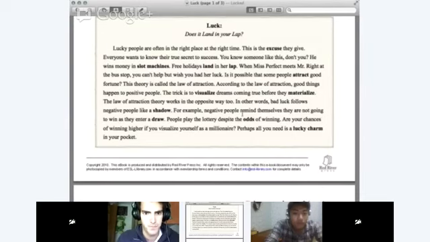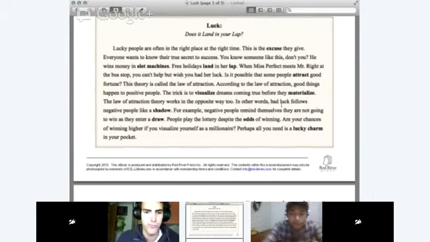According to the law of attraction, good things happen to positive people. The trick is to visualize dreams coming true before they materialize. The law of attraction theory works in the opposite way too. In other words, bad luck follows negative people like a shadow. For example, negative people remind themselves they are not going to win as they enter a draw. People play the lottery despite the odds of winning. Are your chances of winning higher if you visualize yourself as a millionaire? Perhaps all you need is a lucky charm in your pocket.